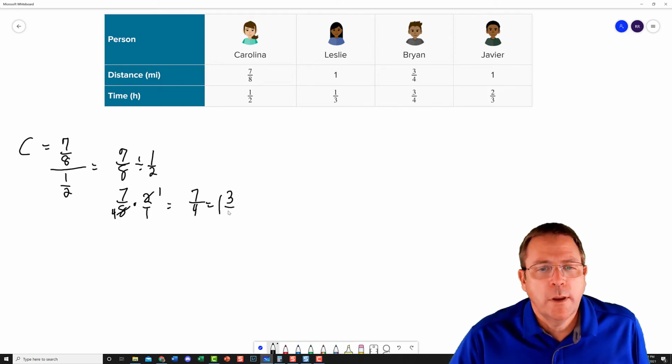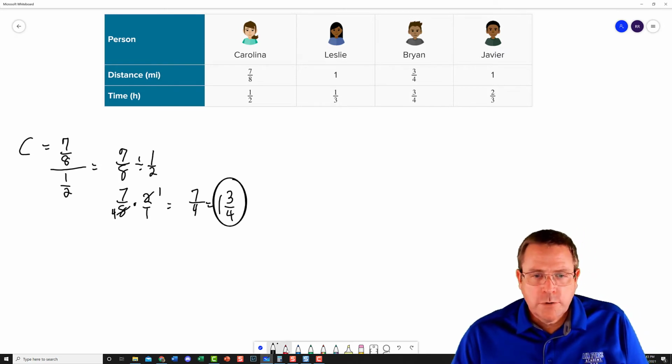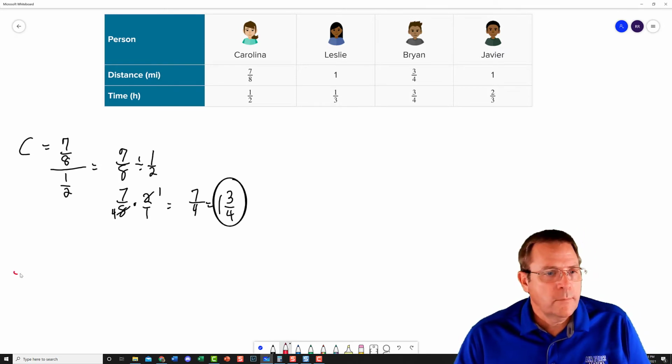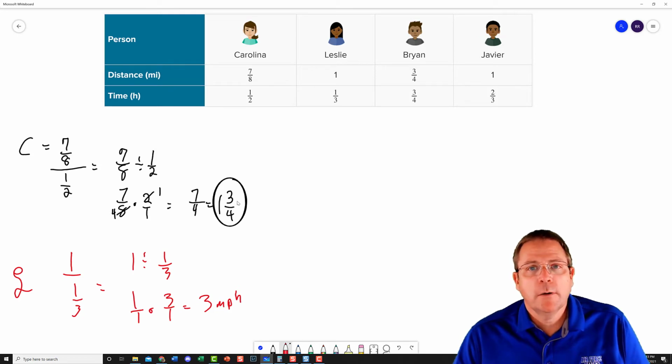1 3/4 miles per hour. We're going to switch over to red for Leslie. So we've got a nice L for Leslie here. Leslie is 1 mile in 1/3 hour. That's also known as 1 divided by 1/3, which is also known as 1/1 times 3/1, or 3 miles per hour. So Leslie's definitely rocking it compared to how fast Caroline did.